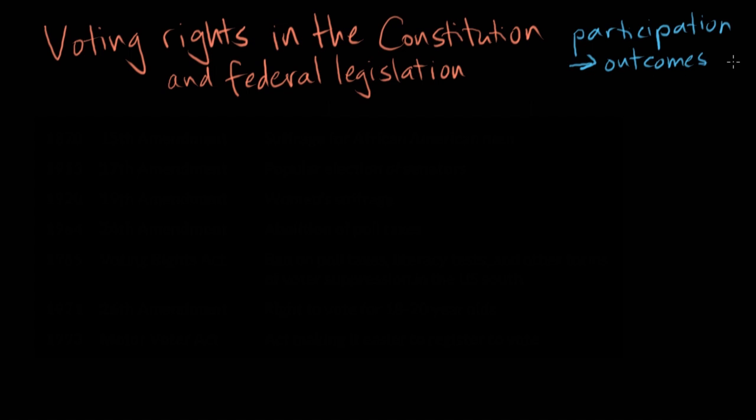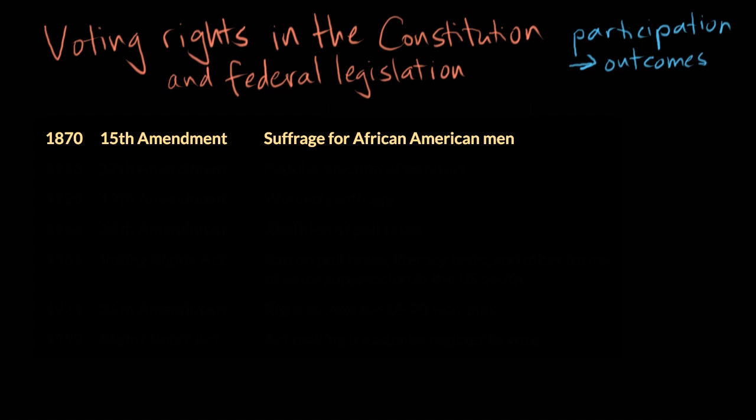So as we go through these amendments and laws which increase voting rights, think about how each new group of voters might affect the overall opinion of the voting population. The first major expansion of voting rights happened in 1870 when the 15th Amendment was ratified. And the 15th Amendment extended suffrage, the right to vote, to African American men.